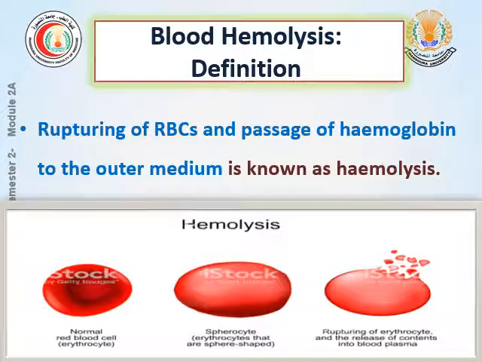Blood hemolysis definition. Blood hemolysis is rupturing of RBCs and passage of hemoglobin to the outer medium, and this is called blood hemolysis. This is the picture of normal RBCs, spherocytes, which are spherical in shape, and ruptured erythrocytes, release of content into blood plasma.